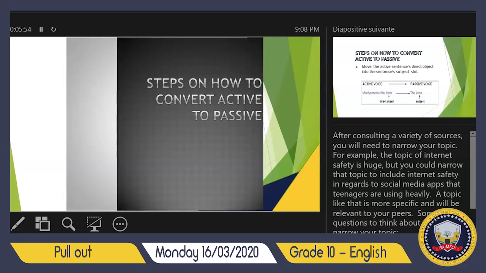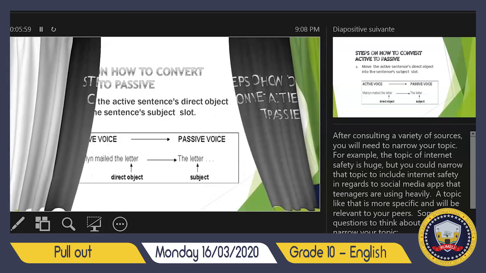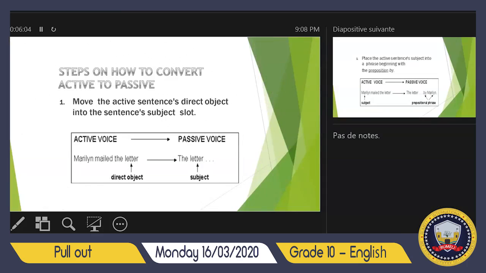Now, let's see how we can convert the active to passive. Step number 1. You move the active sentence direct object into the sentence subject slot. Example, Marilyn mailed the letter. The direct object is the letter. And when you turn it into passive, the letter will become the subject. And Marilyn will become the object. It's as simple as that. Okay?